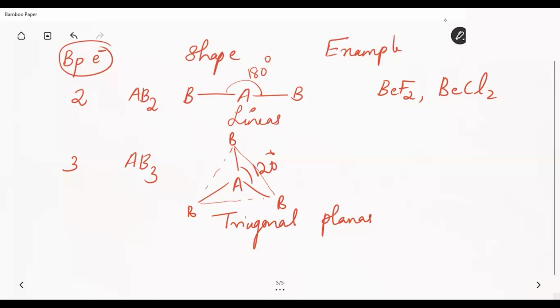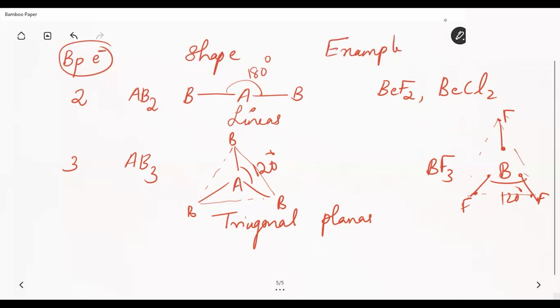And which example will we see here? BF3. Boron has atomic number 5. It has 3 electrons in its valence shell. So how will you arrange the boron? B here, 1 electron, here 1 electron, here 1 electron, which is shared with 3 fluorine atoms. This forms the bonds, and the shape is trigonal planar with an angle of 120 degrees. Yes, this is the shape.